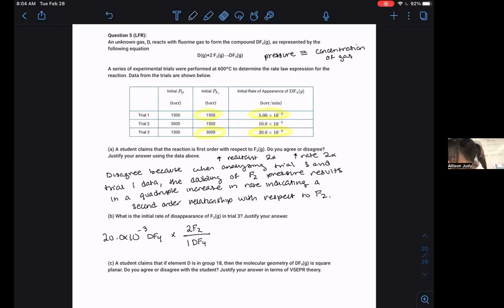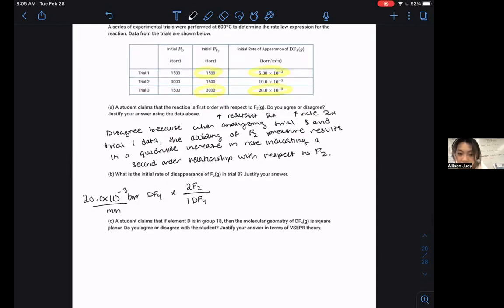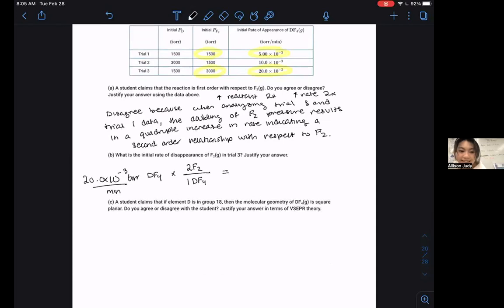And I totally forgot my units. Oh my goodness gracious. How could I do that? You guys don't care, but I do because it helps. So, torr per minute. For every 2 F2 torr, because it looks like we're measuring pressure in torr here, which is unusual, we have 1 torr of DF4 being produced for every 2 torr of F2 being consumed. This is all indicative of concentration. And that means that given our stoichiometric relationship, F2 would disappear at a rate of 4.0 times 10 to the negative 2 torr per minute.